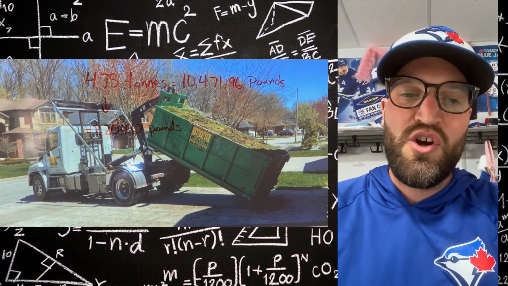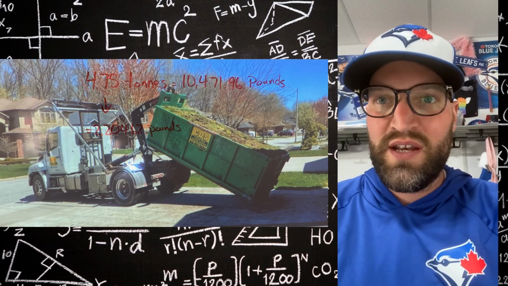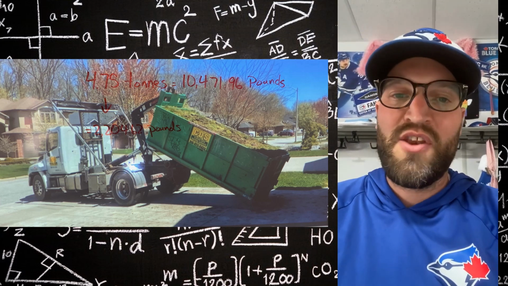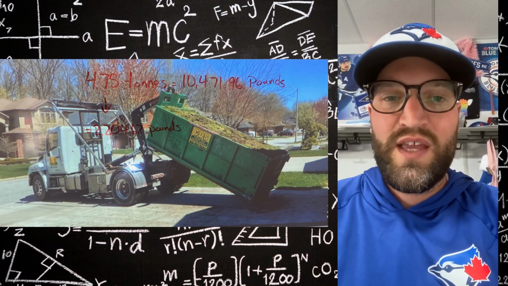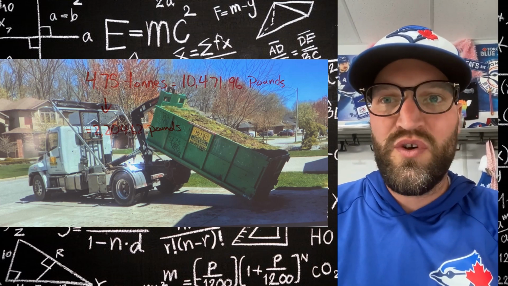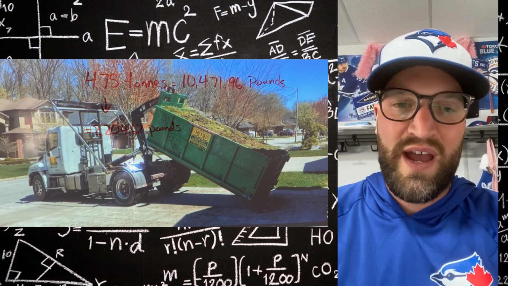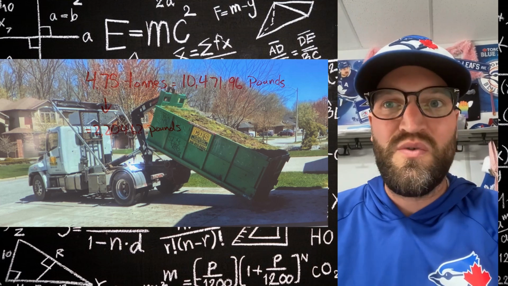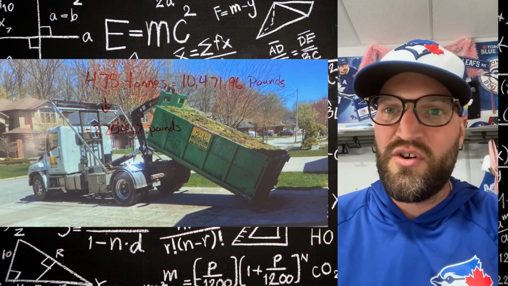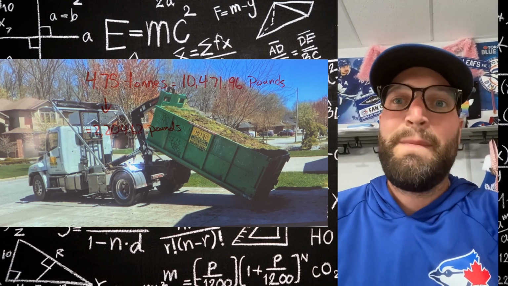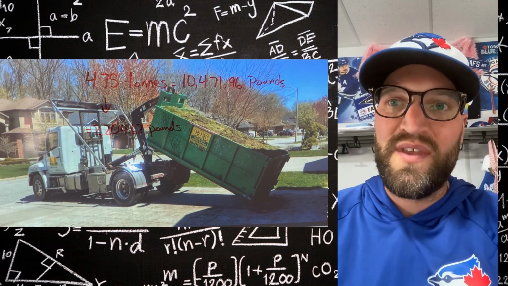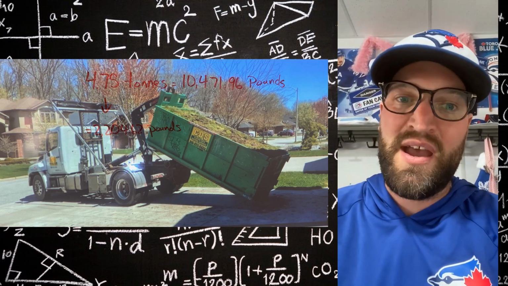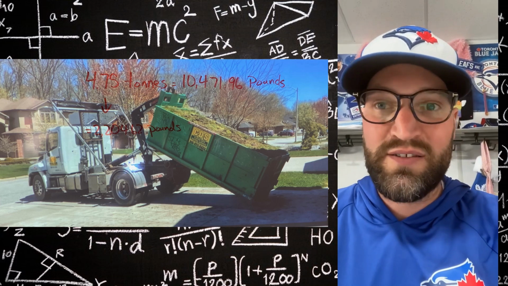This is an 8-yard bin. Inside this 8-yard bin is 4.75 tons. What does that mean in your everyday math? Well, 1 ton equals 2,204.62 pounds. If this is filled with 4.75 tons, all we need to do is calculate 2,204.62 by 4.75, and you find out that this bin is filled with 10,471.96 pounds. That's a lot of bad grass.